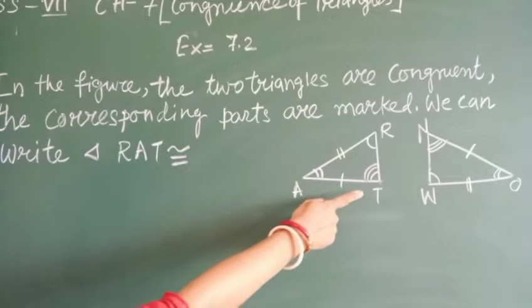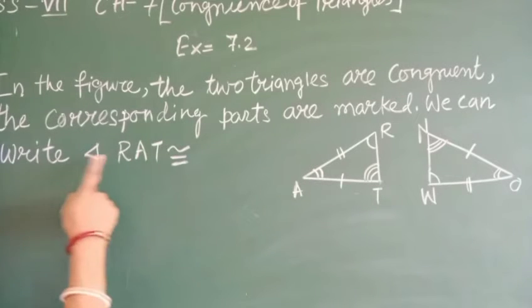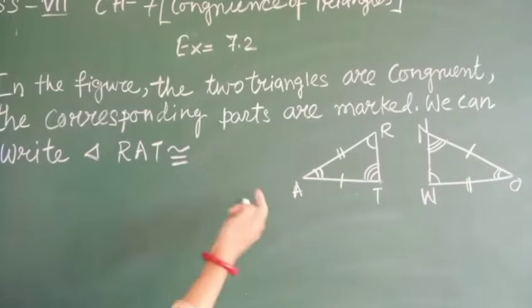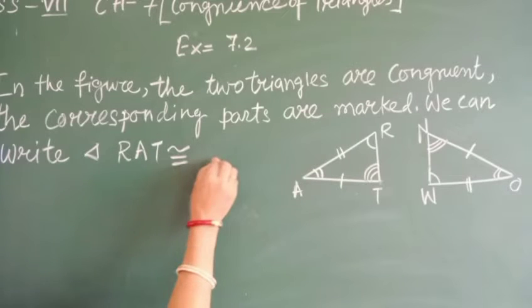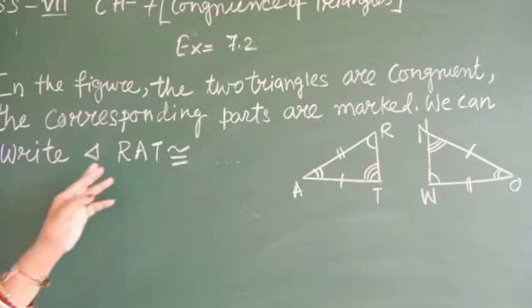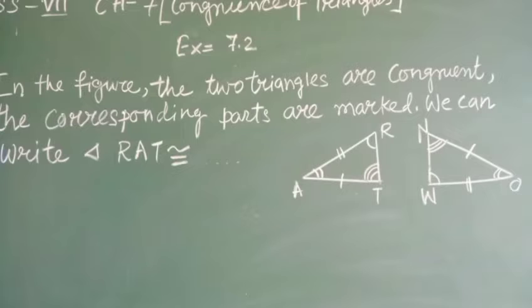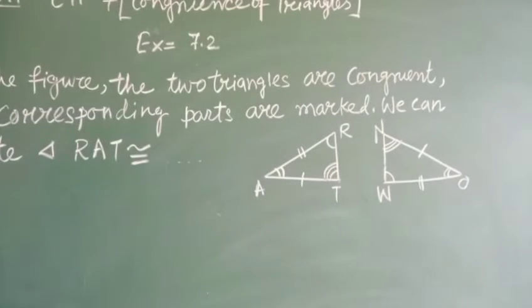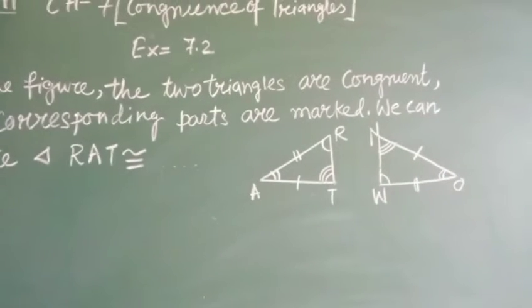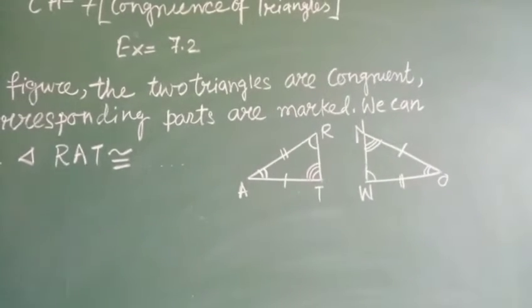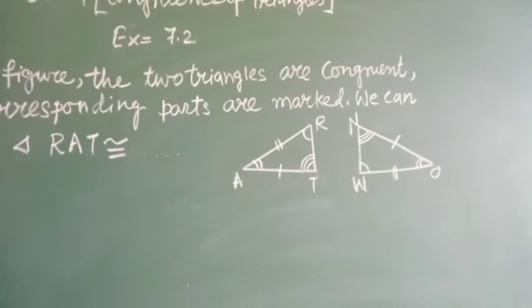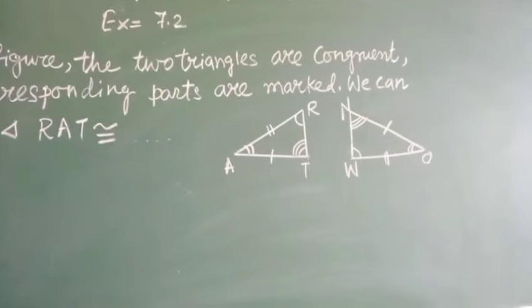You can see the diagram. We can write triangle RAT equal to which triangle? Here it is not written. You have to find out the corresponding parts of the triangle which is given by the diagram. Concentrate on the diagram and you can see which parts are correspondingly equal to which part of the other triangle.